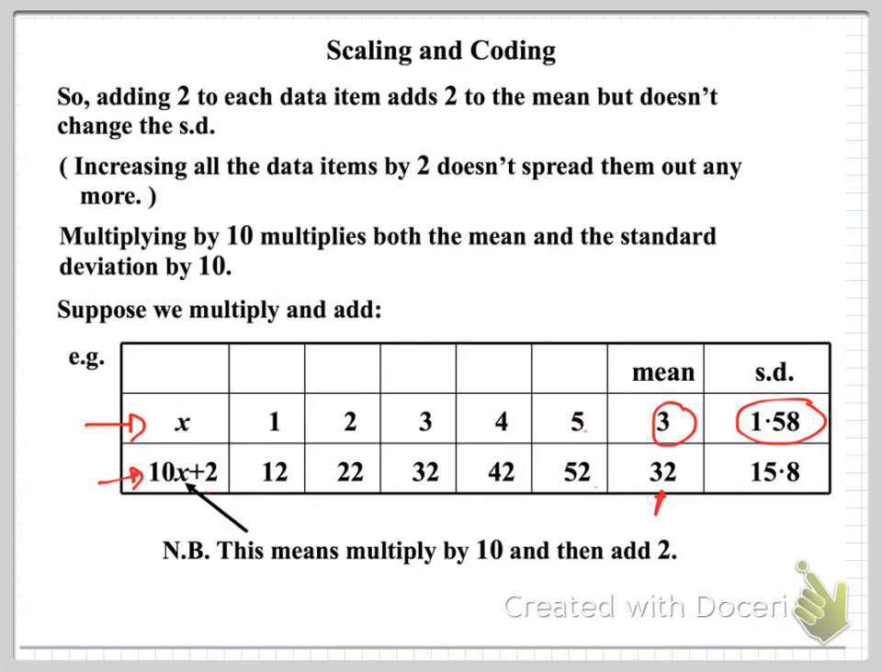Can you see a pattern? The standard deviation is unaffected by the 2. So if you take the 1.58 and multiply it by 10, it gives you the new standard deviation. And the mean 3, if you multiply it by 10, you get 30, add the 2, gives us 32. Let's see if we can summarize this data using some equations.